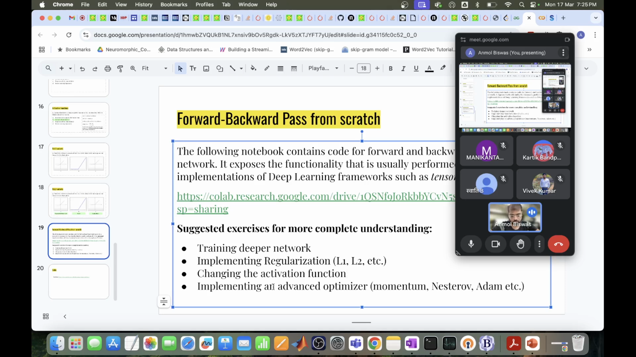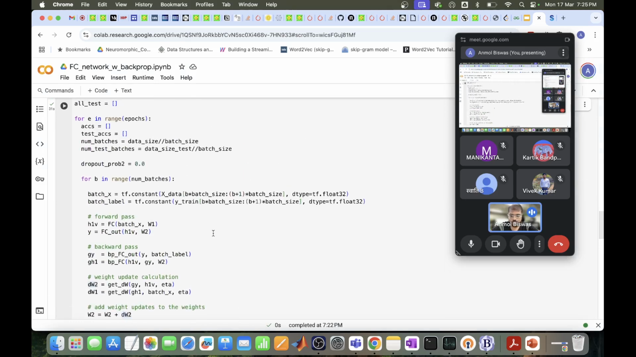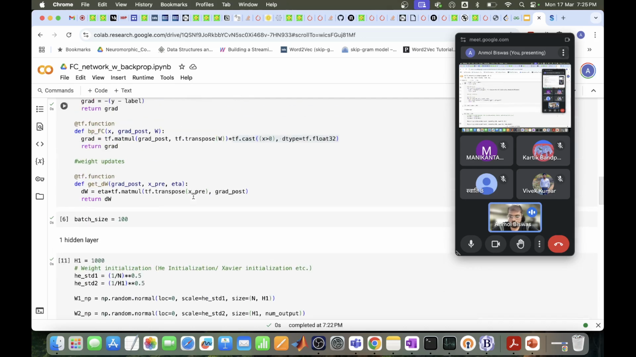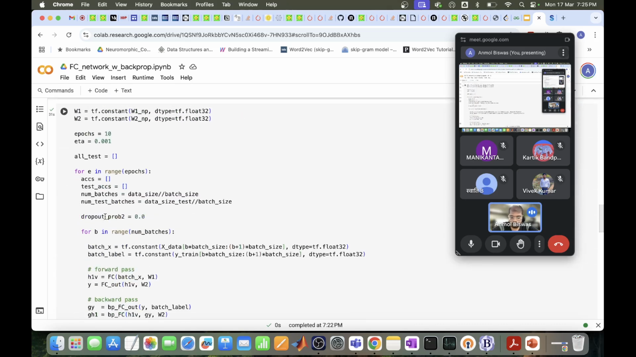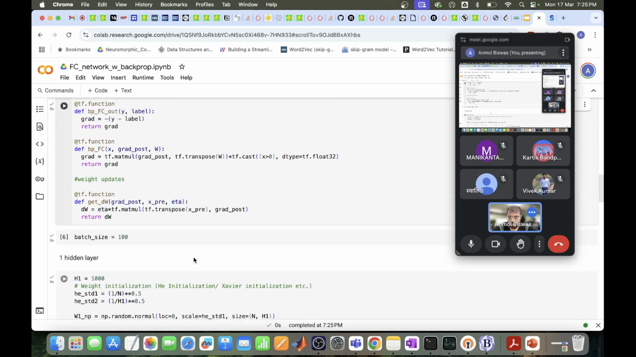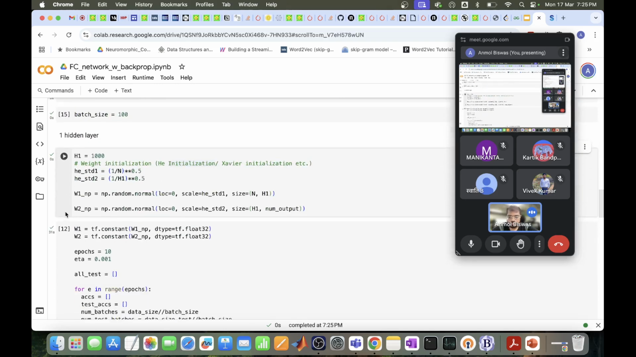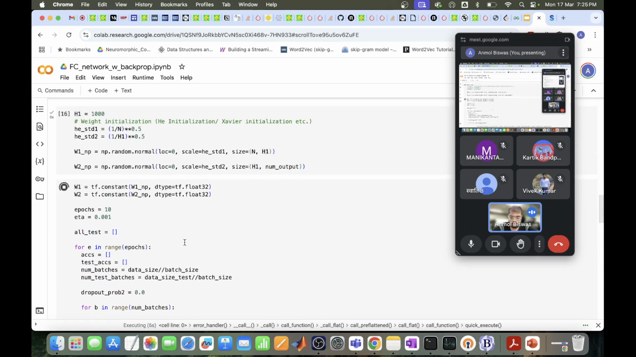And then the fourth thing that you can do is implement an advanced optimizer, right? Here the optimizer is nothing but simple batch gradient descent, mini-batch gradient descent, right? You see that I'm just multiplying eta with whatever gradient I'm getting, right? So this is simple batch and mini-batch gradient descent, right? You can enhance this with momentum, with Nesterov, or with the Adam optimizer if you like, right? So basically test your understanding of those methods, right?